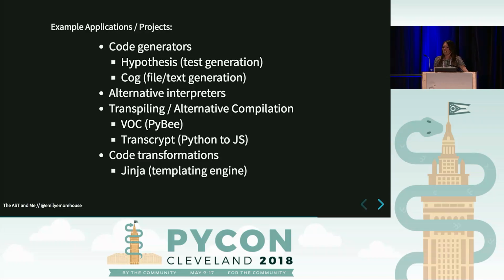So stuff like Jinja, it's a templating engine. And under the hood, Jinja actually uses an AST in order to parse your code from the HTML and add in all of your variables and kind of spit it out at the end as a full HTML template.